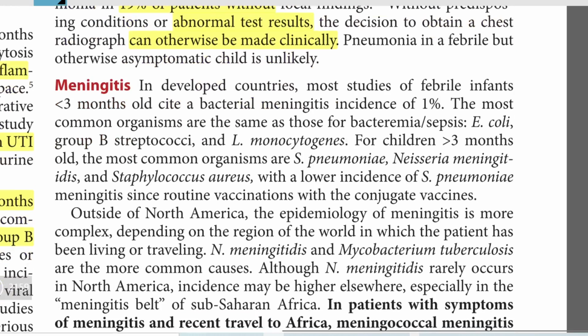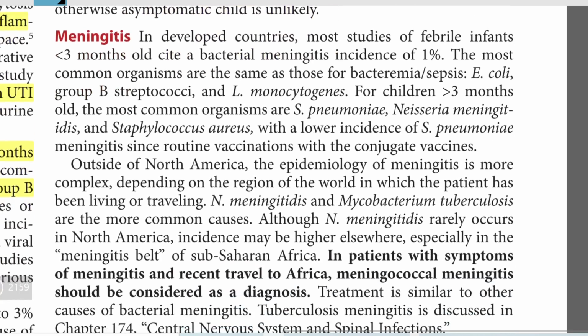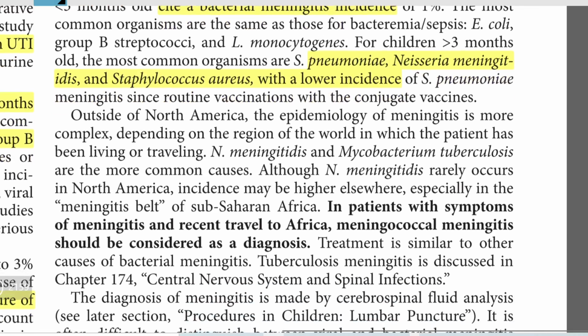Coming to meningitis, bacterial meningitis develops in about 1% of febrile illness in the youngest infants. The most common organisms are E. coli, group B strep, and Listeria monocytogenes. For children more than 3 months old, the most common organisms are Strep pneumoniae, Neisseria meningitidis, and Staph aureus, with a lower incidence of Strep pneumoniae meningitis because of routine vaccination.